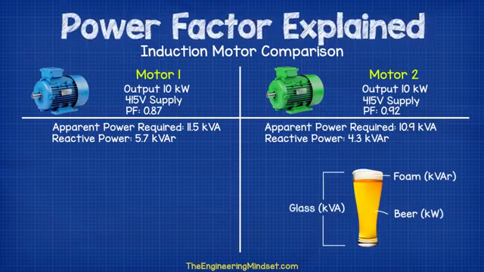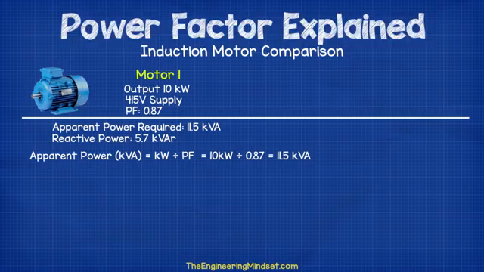Remember, our kilowatts is the beer and that's the useful stuff. The kVArs are the foam, that's the not so useful stuff. The kVA is what we're going to pay for, and that's the kilowatts and the kVAr combined. How did I calculate that?